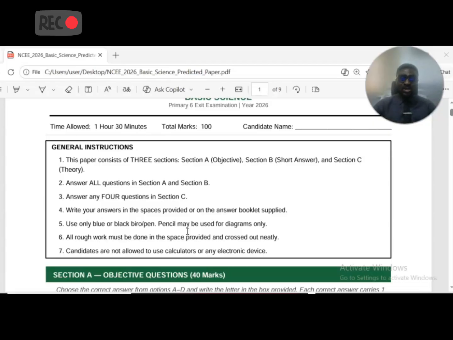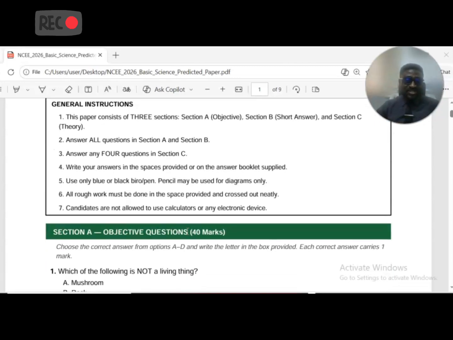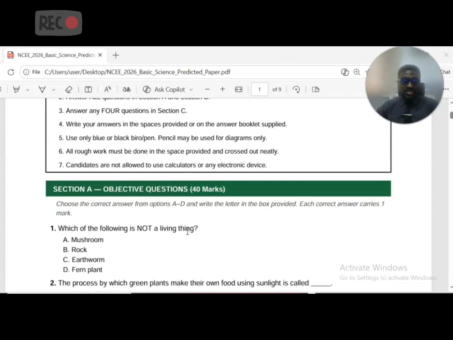Use only blue or black biro or pen. Pencil may be used for diagrams only. All rough work must be done in the space provided and crossed out neatly. Candidates are not allowed to use calculator or any electronic device, a non-calculator exam, so you need to engage your mental faculty. All right, let's look at the Section A, objective questions.